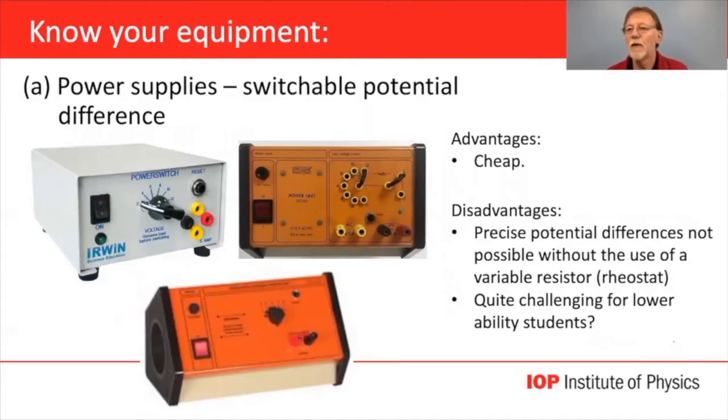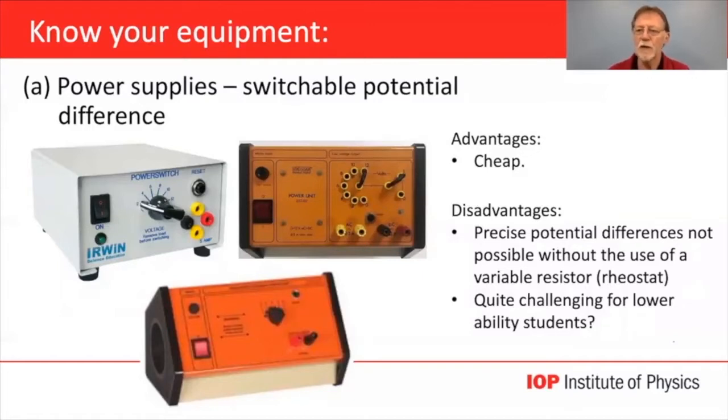The only difference with these is that the potential difference is only variable in steps, and these steps do not necessarily correspond to exact values of potential difference that we want. To enable the potential differences to be set to precise values, a variable resistor or rheostat is used, usually in series with the power supply.